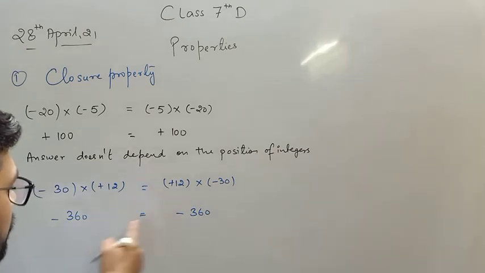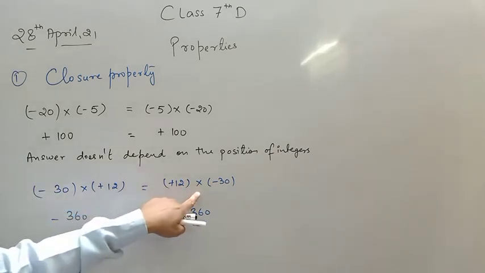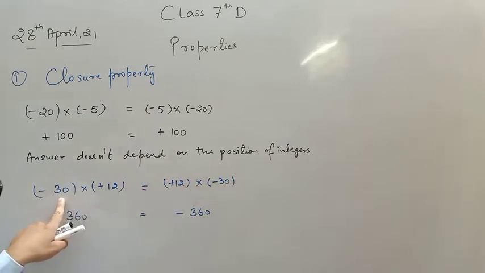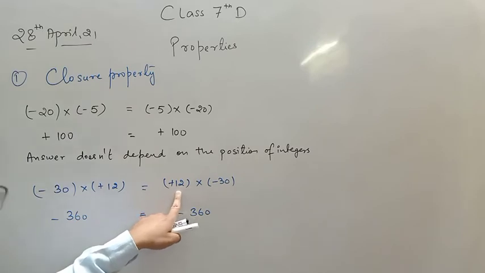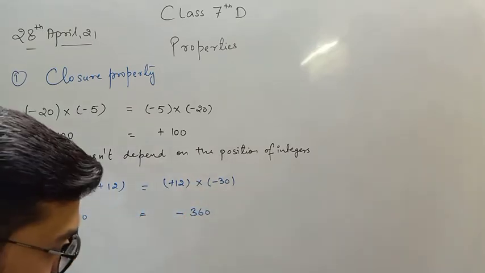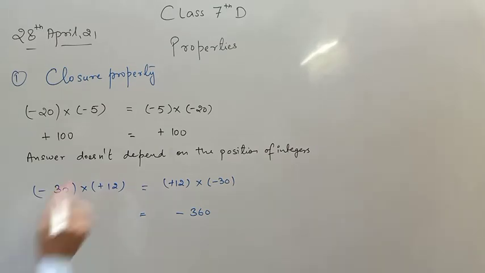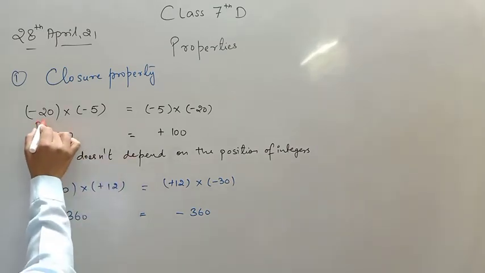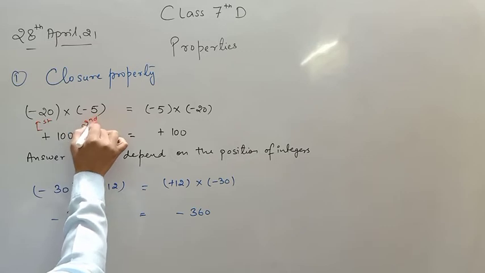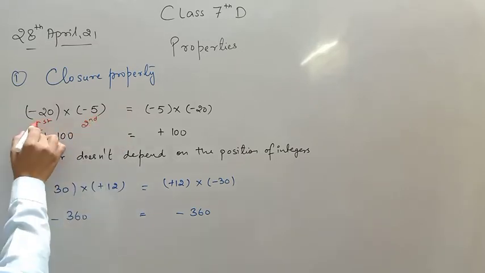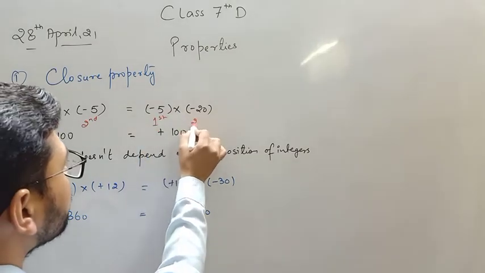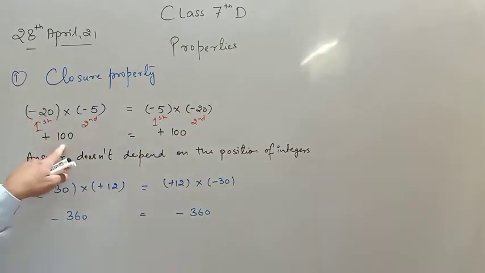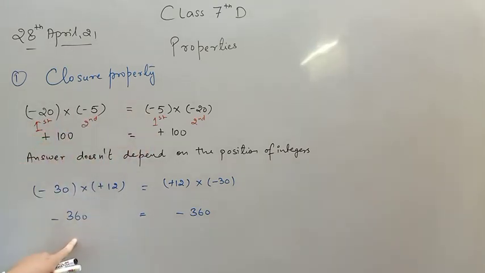So the result doesn't depend on the position of the integers. Here -30 is in the first position and 12 in the second position. But in RHS, plus 12 is in the first position and -30 in the second position. Or if you want, I can write the positions also. This is the first position, this is the second position. Here -5 is in the first position and -20 is in the second position. So the result doesn't depend on the position of the integers, right? So this is a similar example.